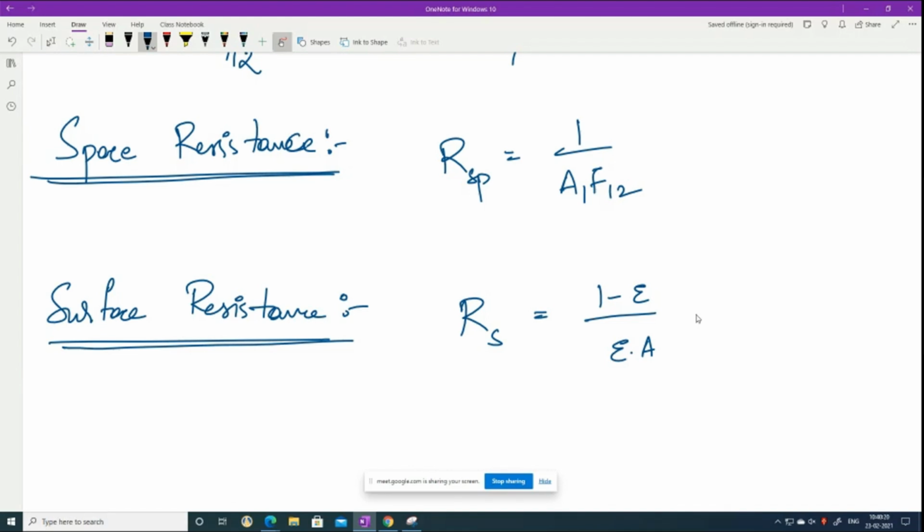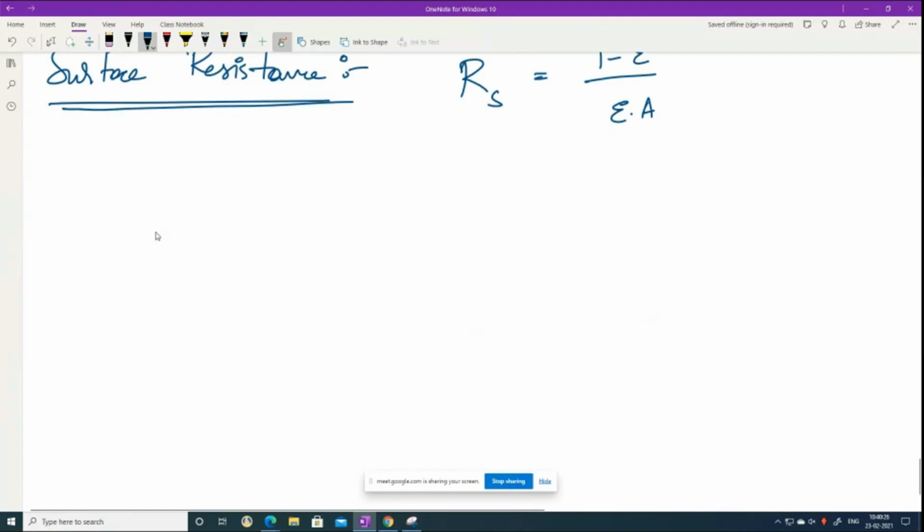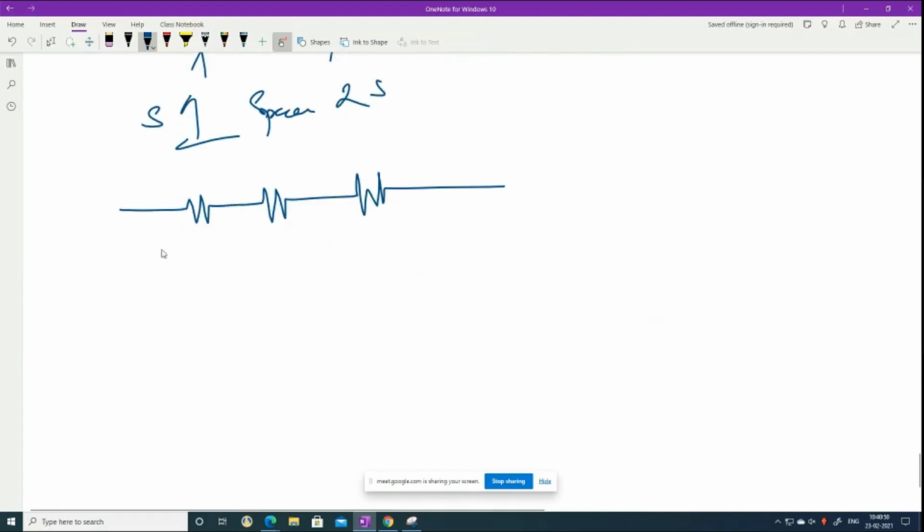So now, if I have to write it for the case that we have just seen, here we have a body one, here we have a body two, and between them there is a space. This is a surface, this is a surface. So what will the resistance circuit be here? This is one resistance, this is another resistance, this is another resistance. Likewise, we will have three resistances here. This being RS1, this being RS2, and this being R space.